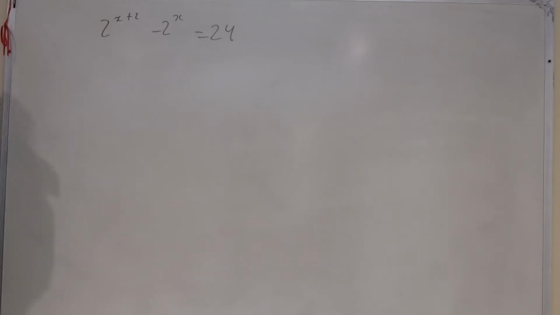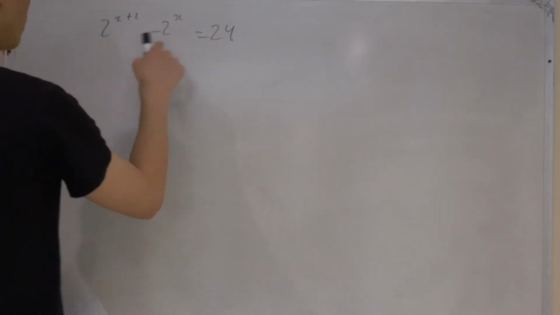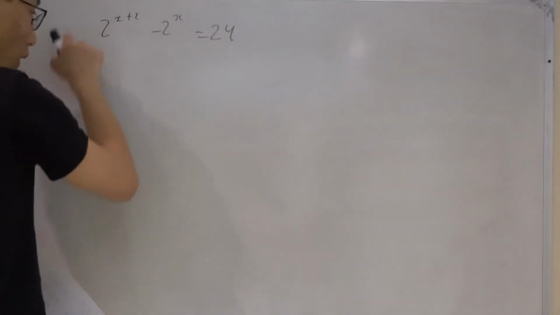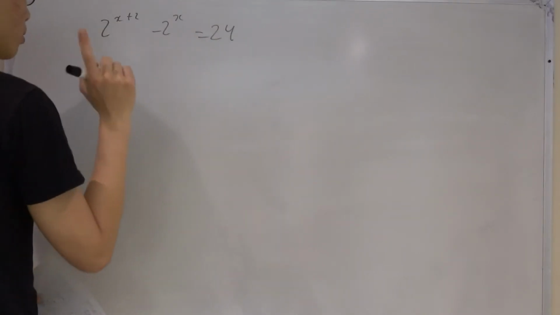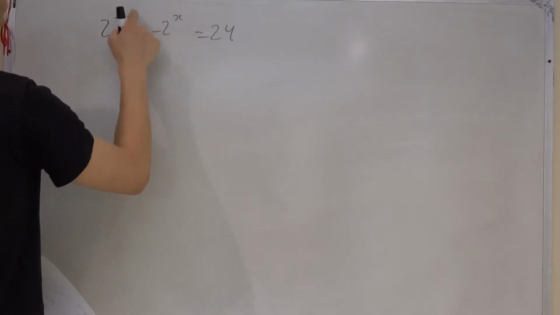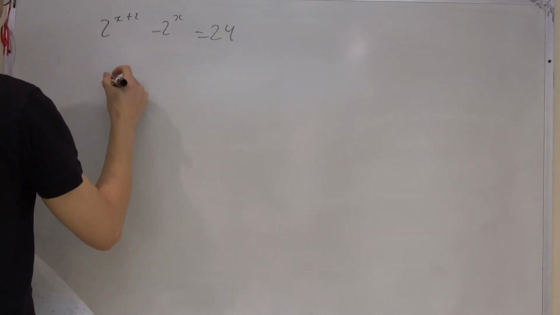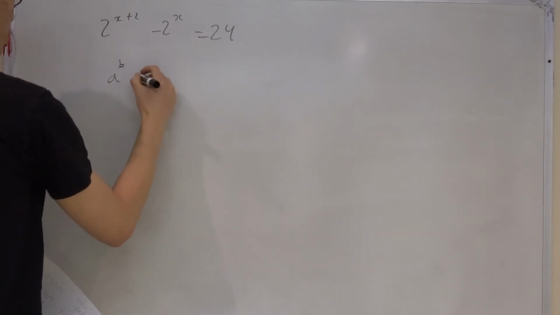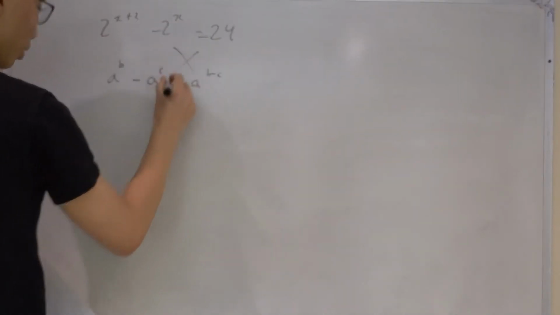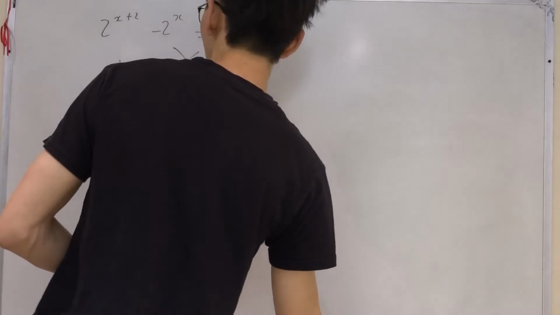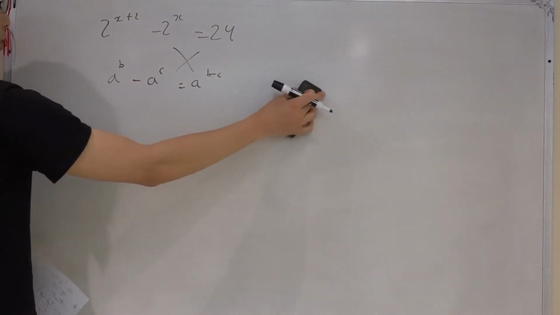Alright, so the first issue here is that we don't have something of the form 2 to the x here. We have 2 to the x plus 2 minus 2 to the x. Remember that you cannot subtract the exponents. The rule is not a to the b minus a to the c equals a to the b minus c. This is not correct. So if you did that, make sure you erase this move from your vocabulary.